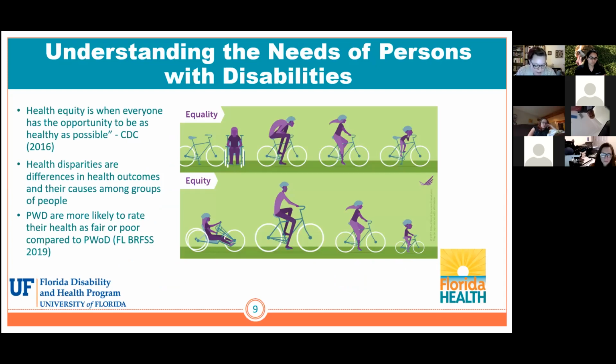It's really important to understand that we're not talking about everybody being equally healthy. What we're talking about is that, given their situation in life, people have the opportunity to be as healthy as possible. The converse of health equity is health disparities, which are differences in health outcomes and causes based on group differences. For instance, people with disabilities are much more likely to rate their health as fair or poor compared to people without disabilities.